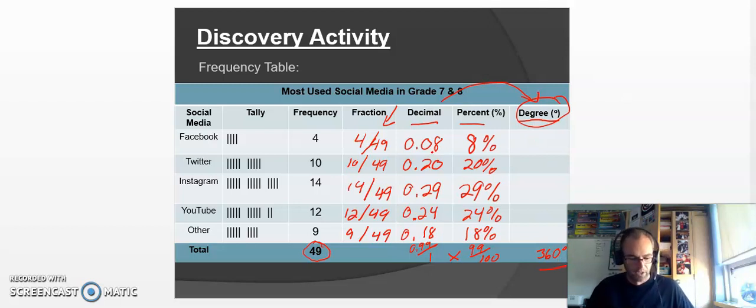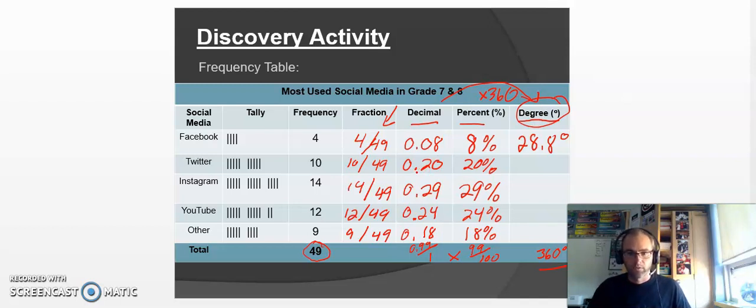So for example, for Facebook, 0.08, I multiply that by 360. And I get a value of 28.8, and this is in degrees. We're converting to degrees because we're multiplying our decimal value to calculate a part of a whole of 360 degrees. So this is the size of the sector for the circle we're going to create. Same thing now for the rest.